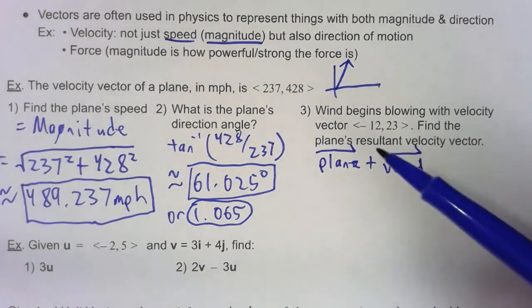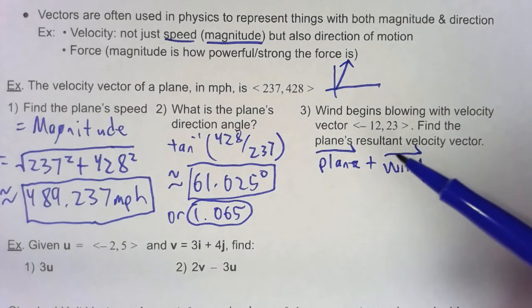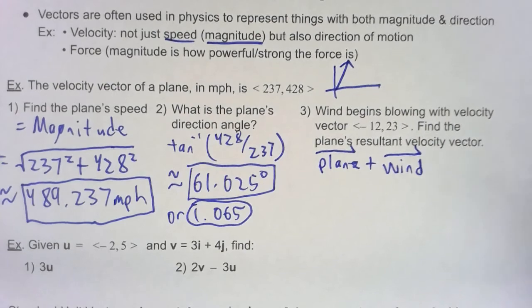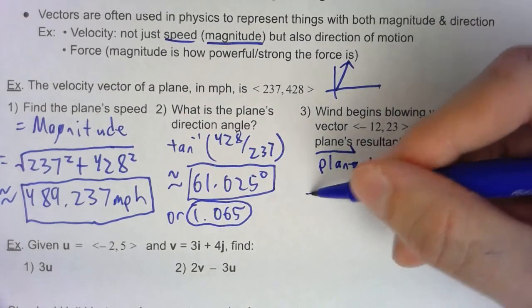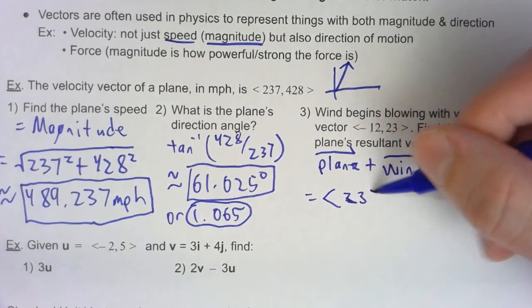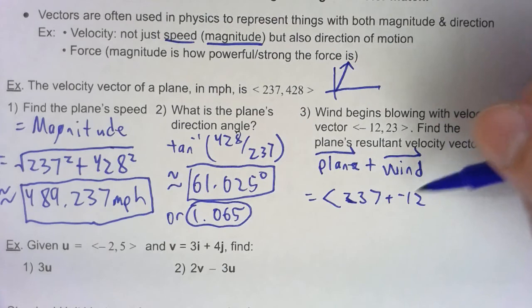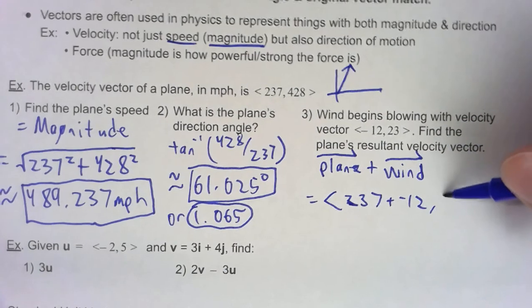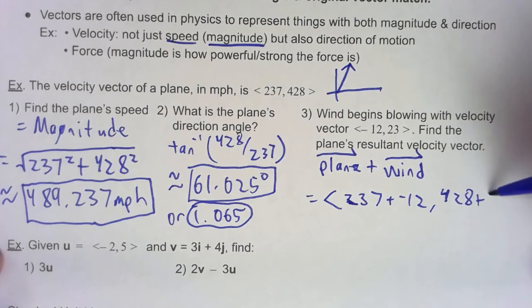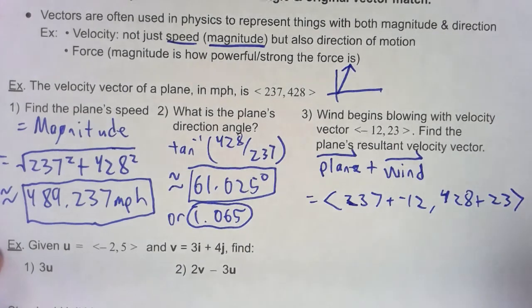And to add vectors together is kind of like matrices. This is just the easiest thing that you could think of. You just take the x's, add them together, and take the y's and add them together. You just add the corresponding elements. And so this is going to be 237 plus negative 12 and 428 plus 23.